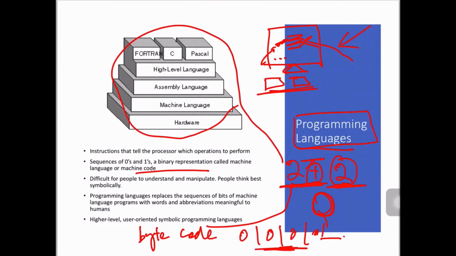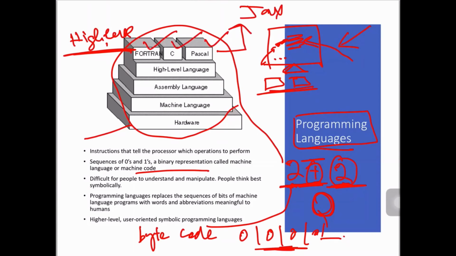So you see this, we have the hardware, right? Then here we are at the high level, right? So we use some languages, like Fortran, C, Pascal, Java, any language to communicate with the computers. And these languages are called high level languages. Then the computer will convert that into assembly language, right?